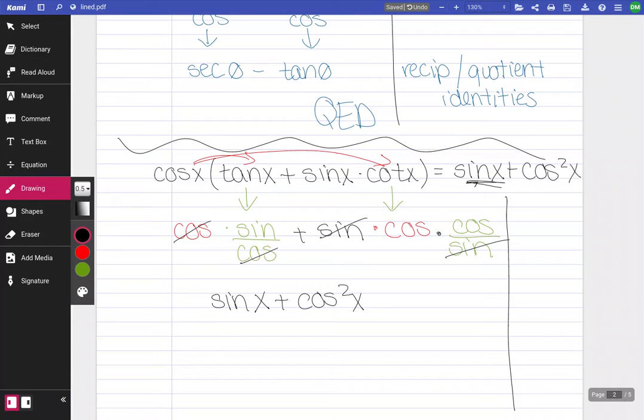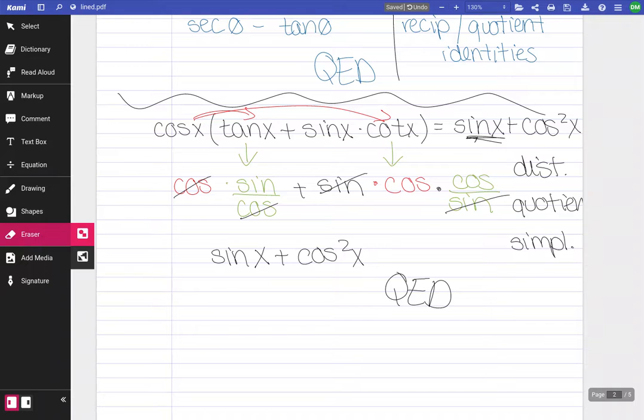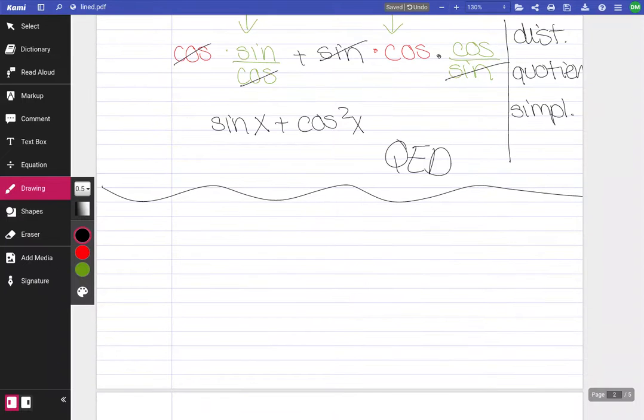And reasoning wise, I would write distributive property. And then I used a whole bunch of quotient identities. And then I simplified. QED. You have to put QED at the end, and I know that part sucks for kids because they're like, well, why? It's how you symbolize to whoever's grading it that you have finished the problem. So don't just write QED willy-nilly. Actually write it when you're done.